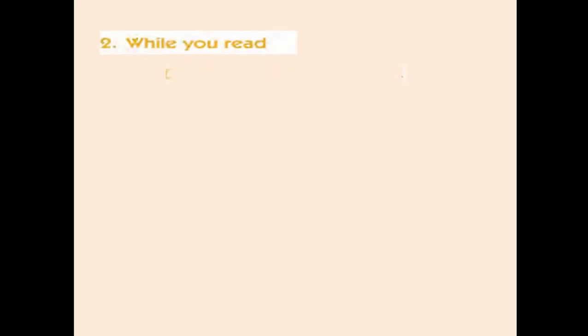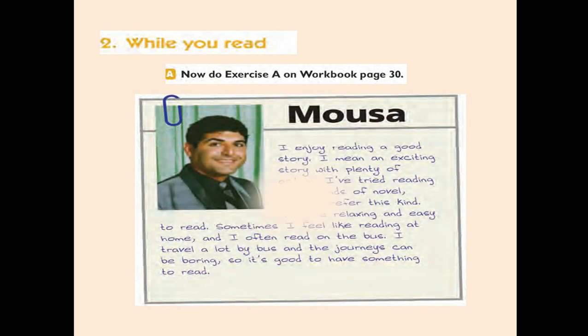Number 2, While You Read. As you see, you have this picture. After you read this, do exercise A in the workbook, page 30. So after we read, we will do the exercise in the workbook, page 30. As you see, this is Musa. Let us read what he said.